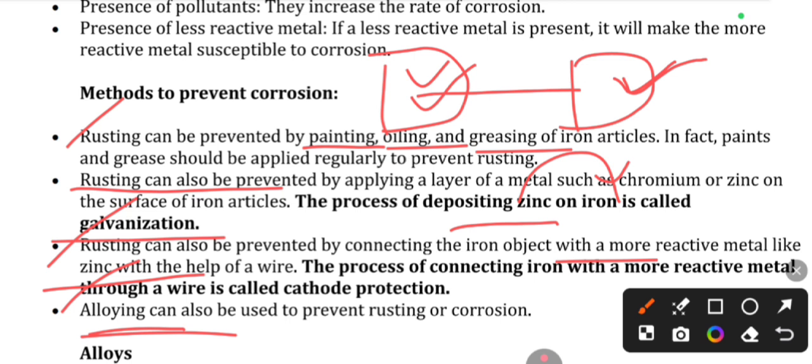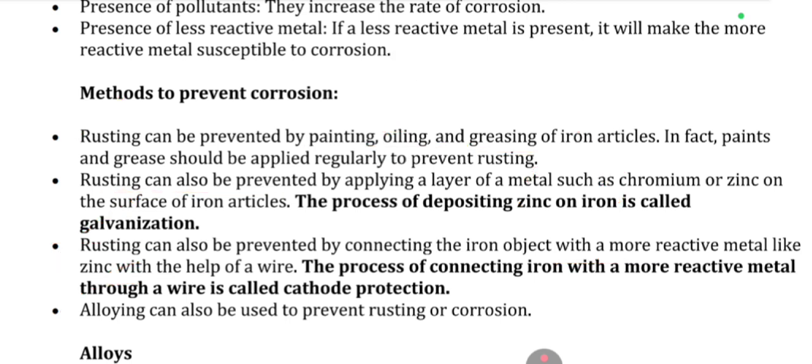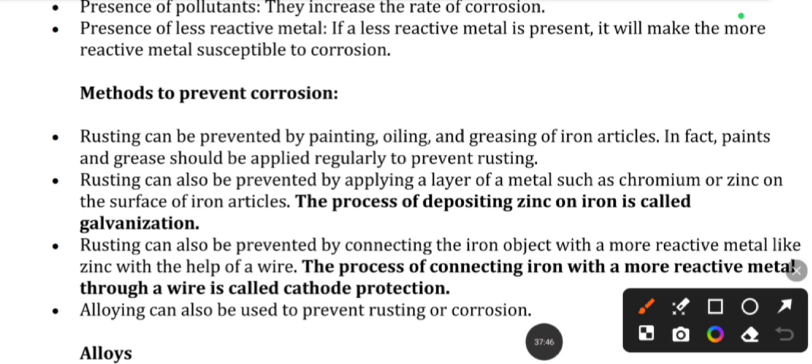So how many methods are there to prevent rusting? By painting, oiling, greasing. Second, by galvanization. Third, by connecting the two blocks with a wire. Fourth, by alloying. Okay, so up to this we have revised.